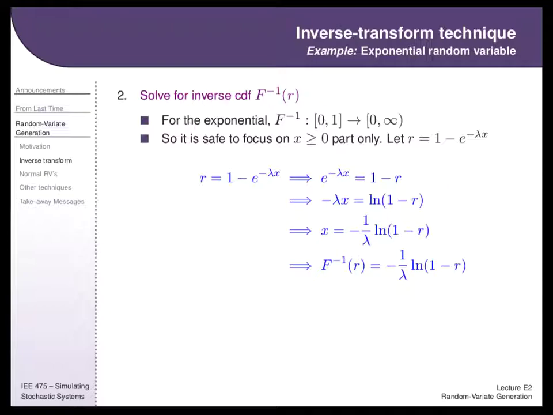And so setting r equal to that, and then going down through here ends up giving me an expression here. X is equal to negative 1 over lambda, natural log 1 minus r. So that is our inverse transform generator.